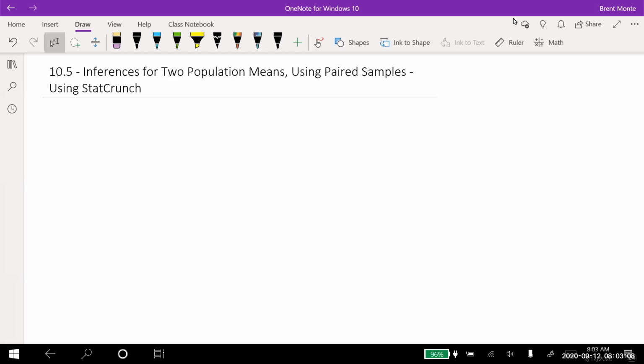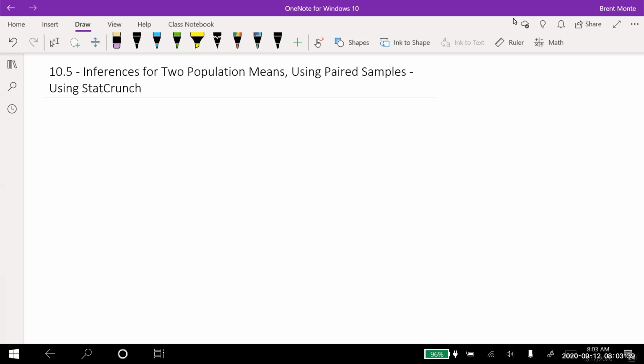Now we're going to be doing all the computations with StatCrunch, so we'll be doing all of those on the computer. Notice we're looking at two population means again like we did last time in 10.2 and 10.3, although in those sections, one of the requirements is that we had independent samples. So the selection of one sample couldn't have anything to do with the selection of the second sample. Well, this is just the opposite. The selection of the second sample is directly related to the selection of the first sample.